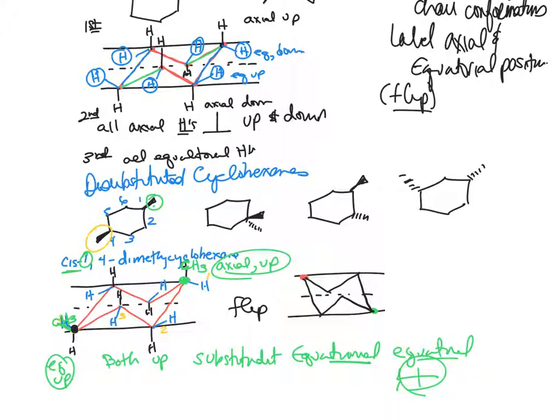Okay, not the best ring, but now this methyl group is equatorial up, and now it becomes axial up. So when you flip a ring, anything equatorial becomes axial, and axial becomes equatorial. But up stays up, and down stays down.